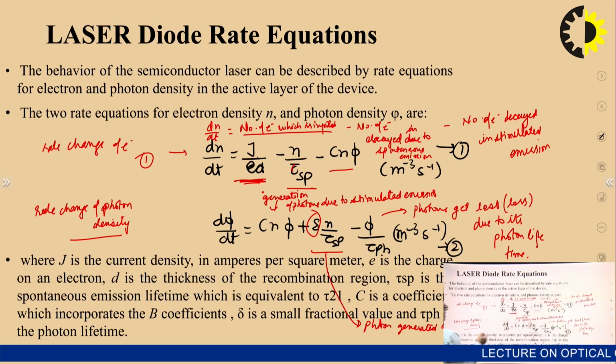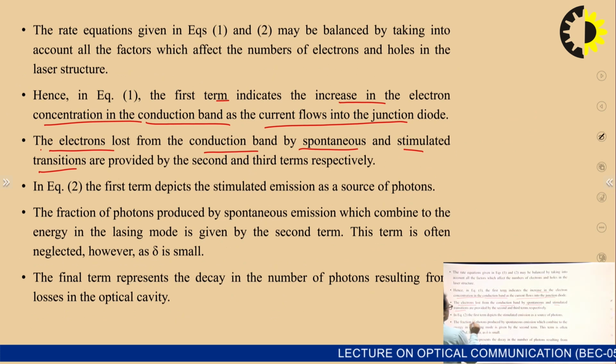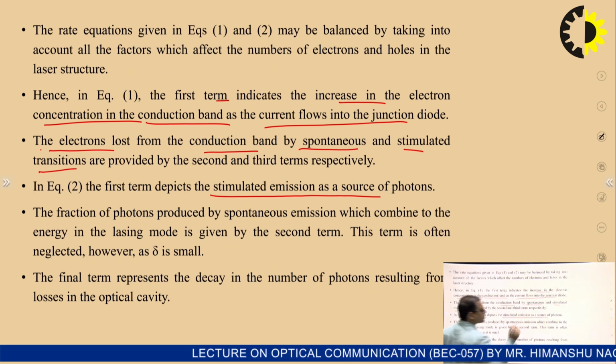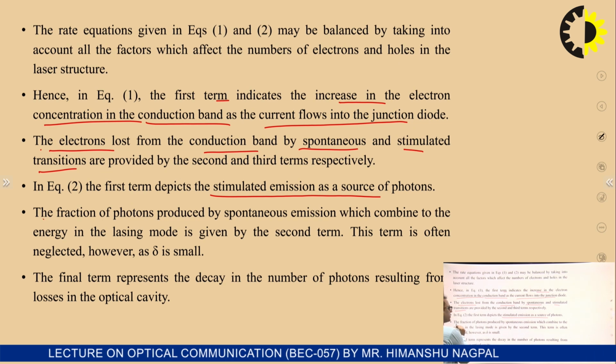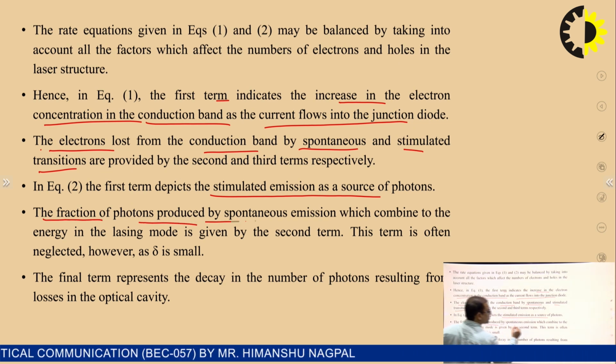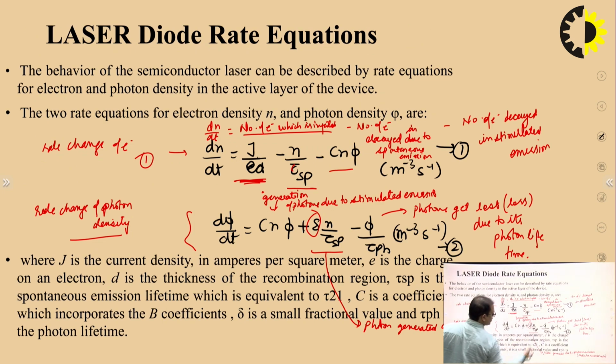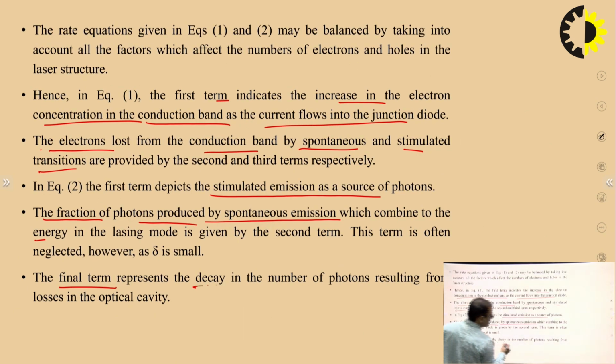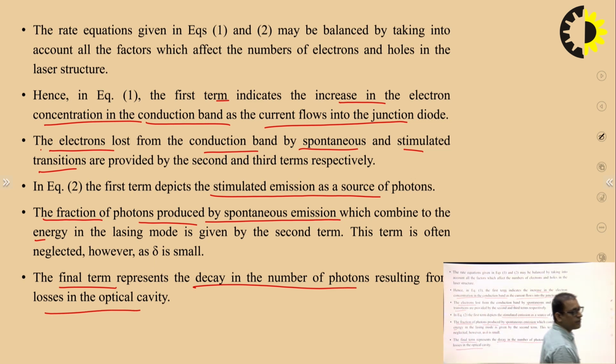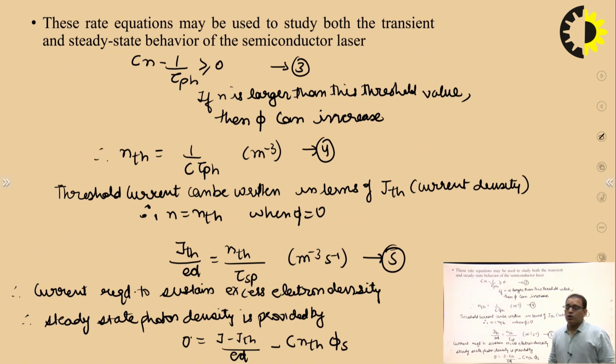Clear? In the second equation you will see that the first term depicts the stimulated emission as a source of photons, and the second term means the fraction of photons produced by the spontaneous emission. Clear? And the third term, this one, the final term, represents a decay in the number of photons resulting from the losses in the optical cavity. It means some photons decay due to the loss in the optical cavity. So the rate equations are described by two.